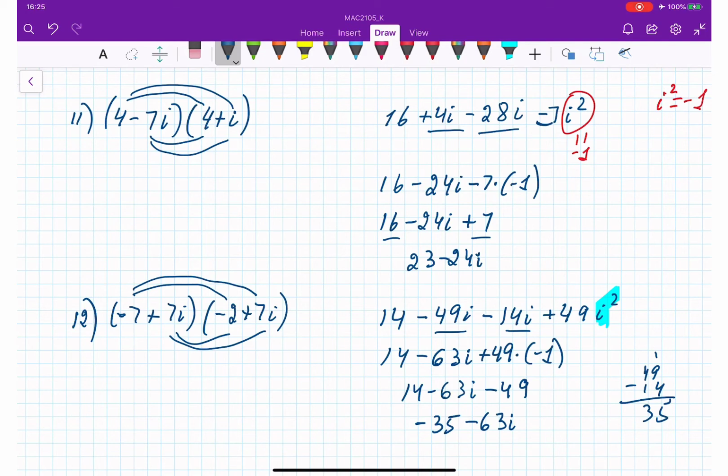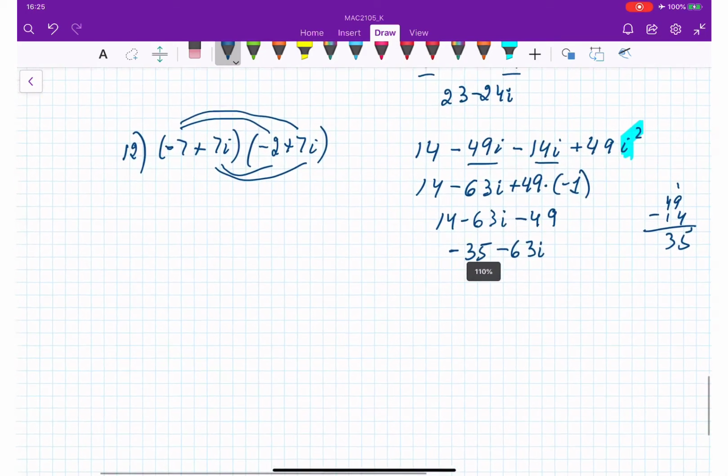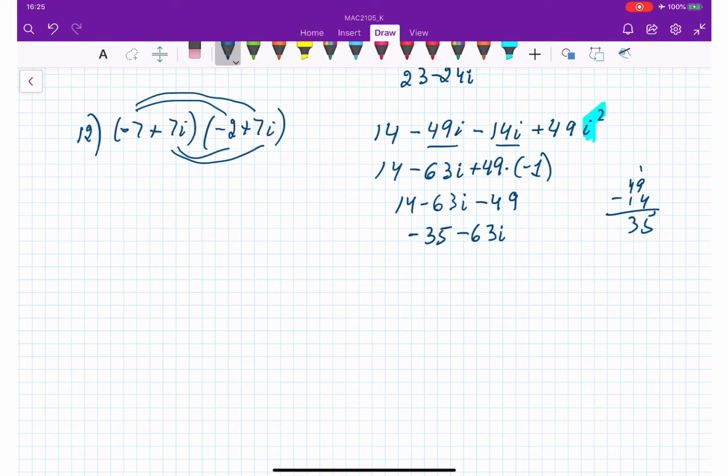Question number 13. Okay. What do we have? Square root a plus i, and then square root a minus i.